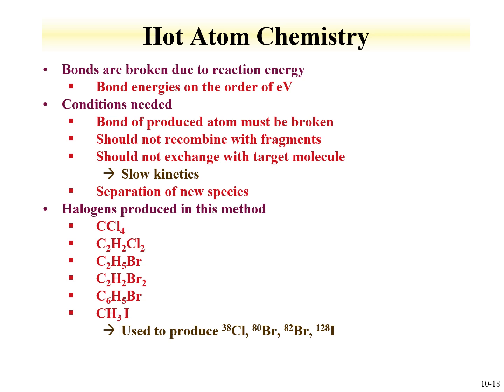And then once the bonds are broken, they shouldn't recombine with fragments, and there should not be exchange with the target molecule. The kinetics of exchange should be slow. So again, with the example with the iodine, the produced iodine-128 should not exchange with the iodine-127 on the alcohol. And there should be a reasonable route to separate the new species. Halogens have been produced with this method, as one we described on the previous page, and these isotopes listed here have been produced.